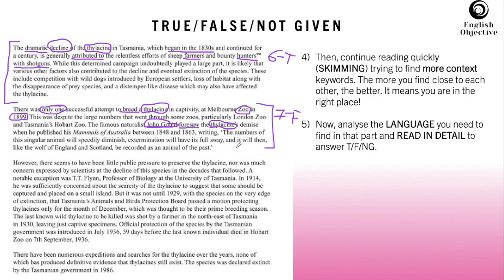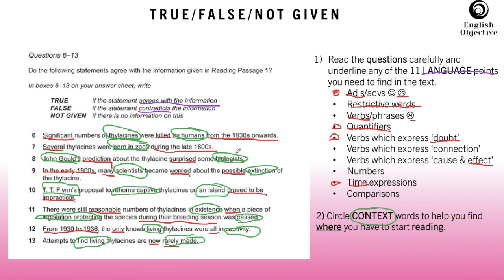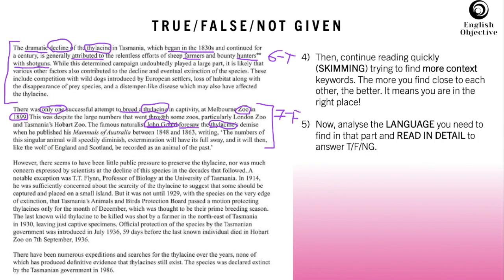Okay, so I read in detail, but I can't really connect any of the language points anymore. I don't have anything about surprise, and I don't have anything about other people like biologists. The only thing that I could find was the name and the prediction. So I could only find one language point. In that case, it is not given because I don't have enough information on this.